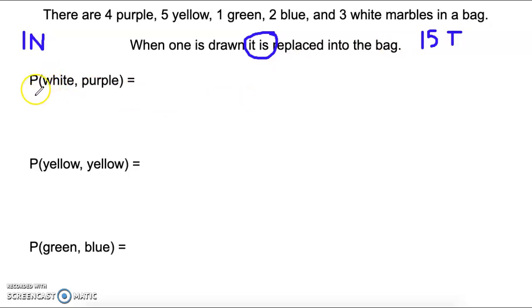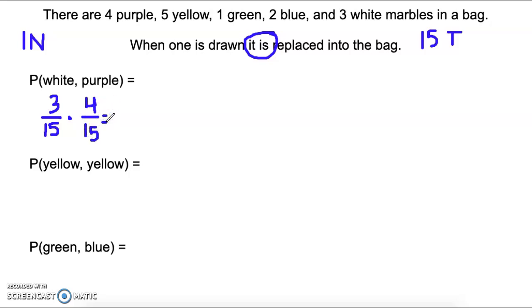So starting with what's the probability of drawing a white marble, looking at it, putting it back in the bag, and then drawing a purple marble. So we start with event A, which is drawing a white marble. There are 3 white marbles in the bag, and we just counted that there are 15 total marbles in the bag. Then we're just finding the probability of event B because it is not affected by event A. So there are 4 purple marbles in the bag, and there are still 15 total marbles in the bag.